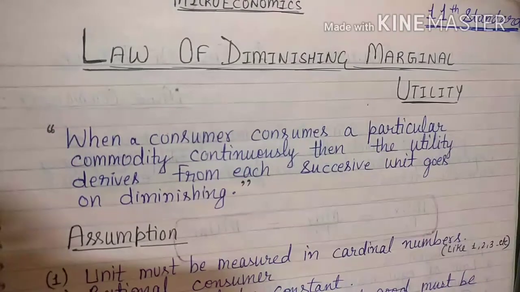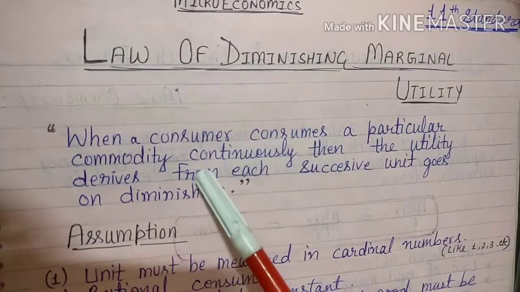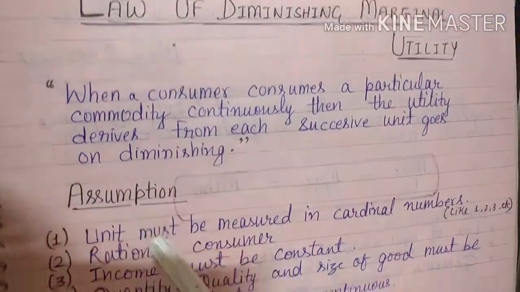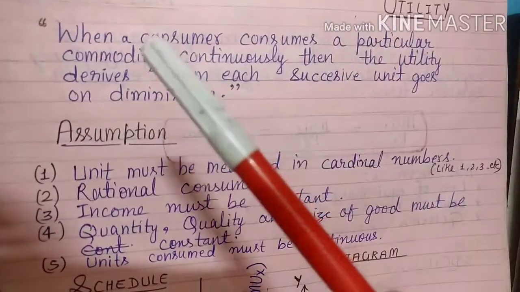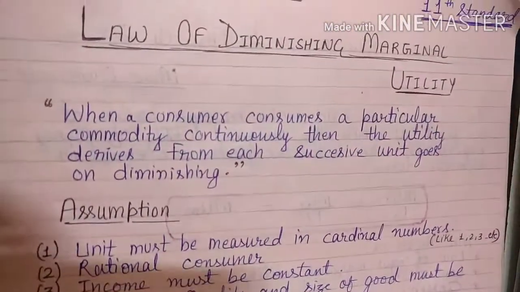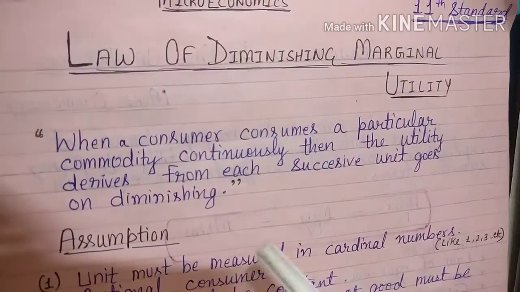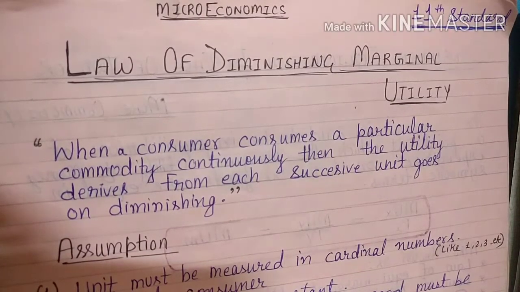Students, always remember one thing: whenever we are studying any law of economics, we take one by one first the definition, then the assumptions, then the schedule, and then the diagram. Always these four things, definition, assumptions, schedule, and diagram, we have to mention in the answer. So first, what is the law of diminishing marginal utility?